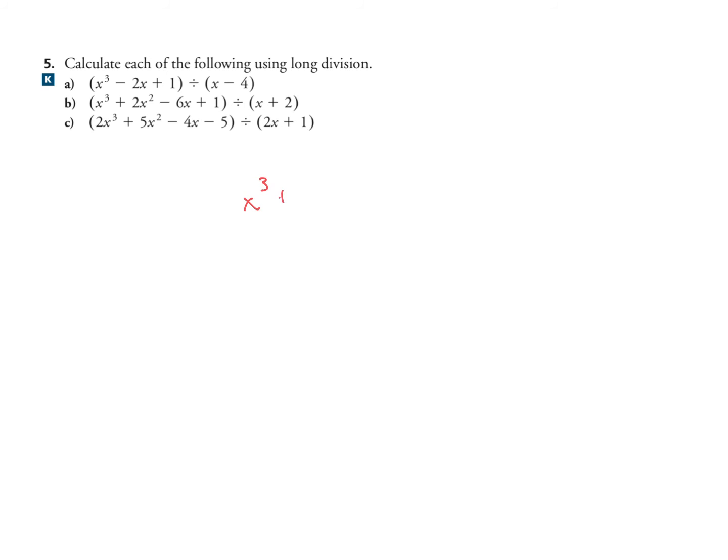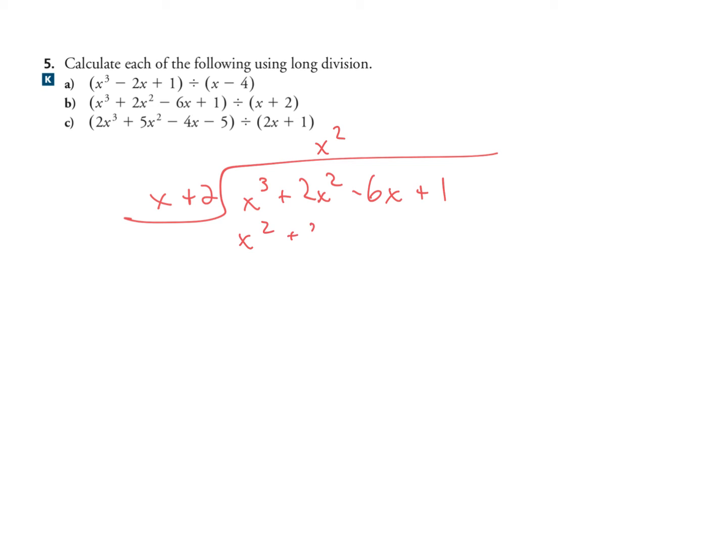x cubed plus 2x squared minus 6x plus 1, divided by x plus 2. Okay, we've got all our terms: 3, 2, 1, 0, and 1, 0. So we're not missing any. So x cubed divided by x is x squared.